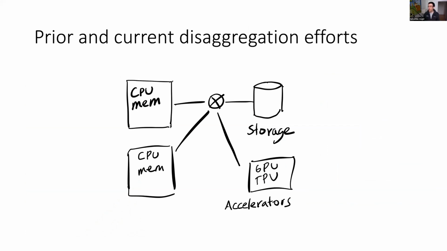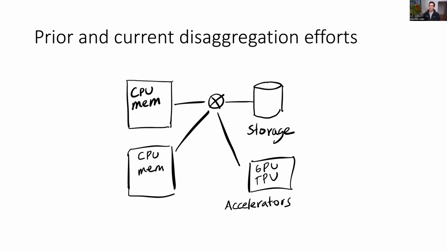And nowadays, this is actually fairly common for some resources. For example, storage has been disaggregated for quite some time. So if you're in a data center and your application needs to access storage, often that application ends up reaching the storage through a network. And the same is happening with accelerators such as GPUs and tensor processing units.